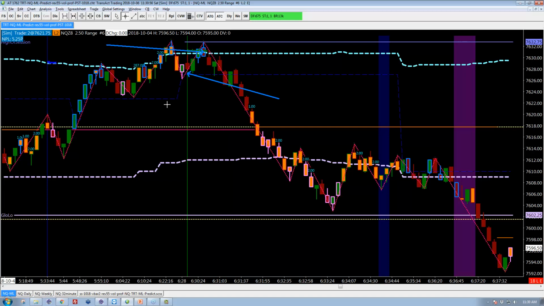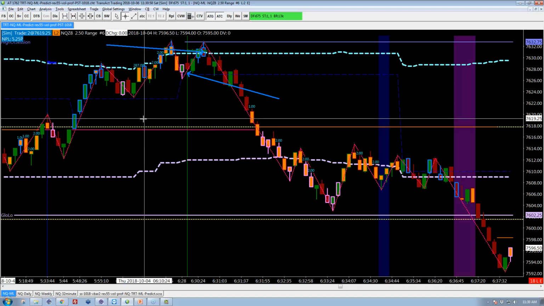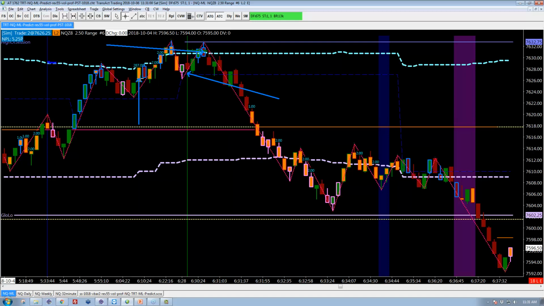Okay, so every one of these numbers here is I found a price action pattern that indicates I should make a prediction, and then there's the prediction.